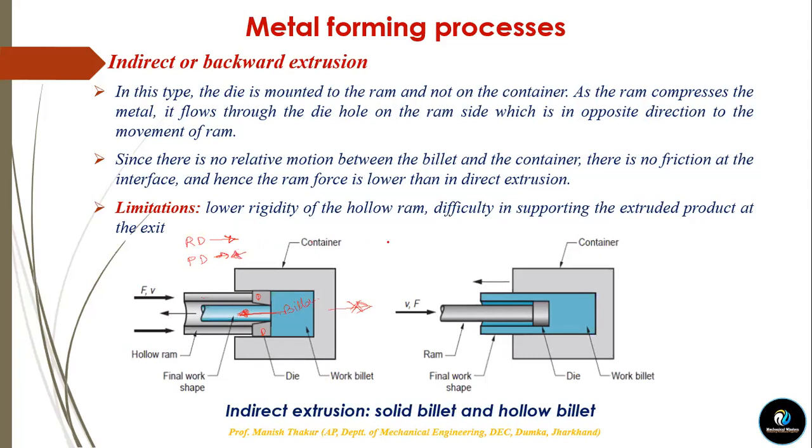Clear to everyone? But in case of direct extrusion, right, what will be the direction? The product direction will be the same as that of the ram direction. But in case of the indirect or backward extrusion, it is opposite to the ram direction. Is it clear? That is why it is known as backward extrusion process. Look at this here. The metal flows through the die hole on the ram side, which is opposite to the movement of the ram, right? In case of a direct extrusion process, the metal will flow in the same direction as the movement of the ram. But in case of backward extrusion, the metal will flow opposite to the movement of the ram.